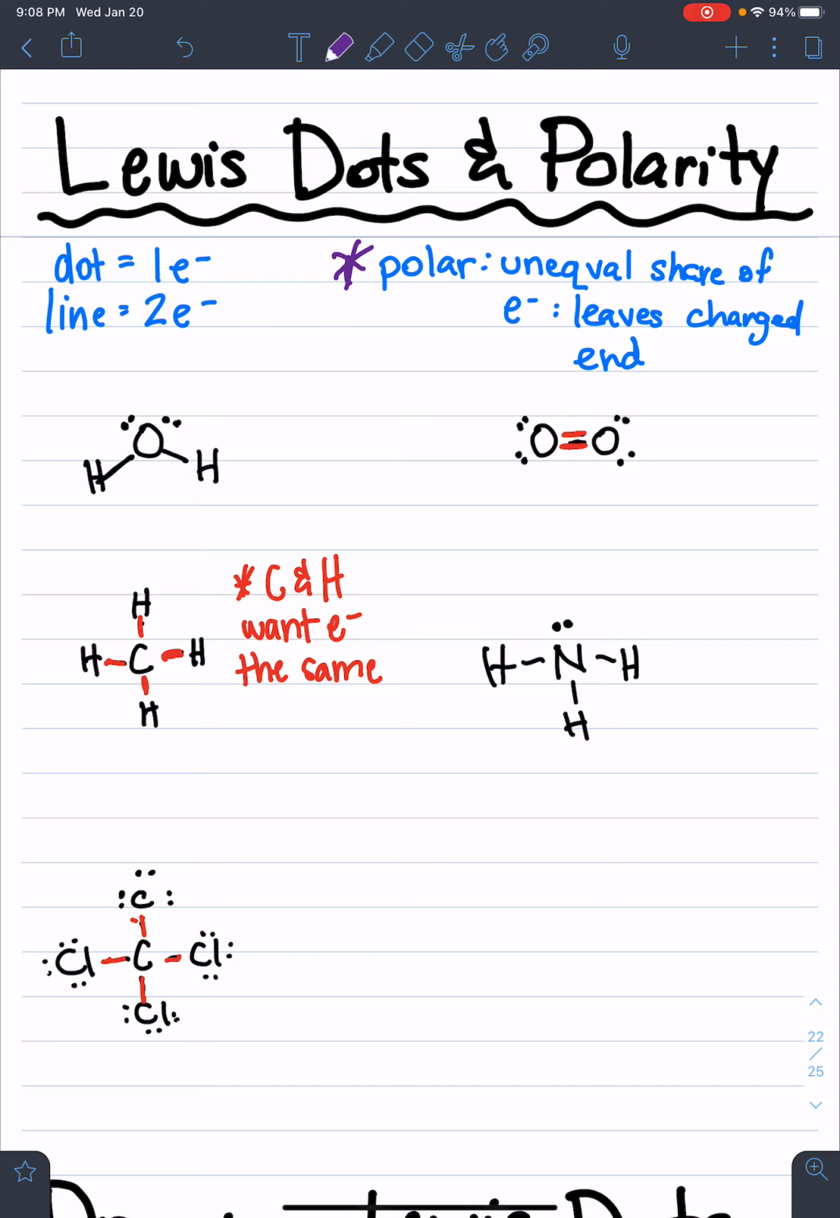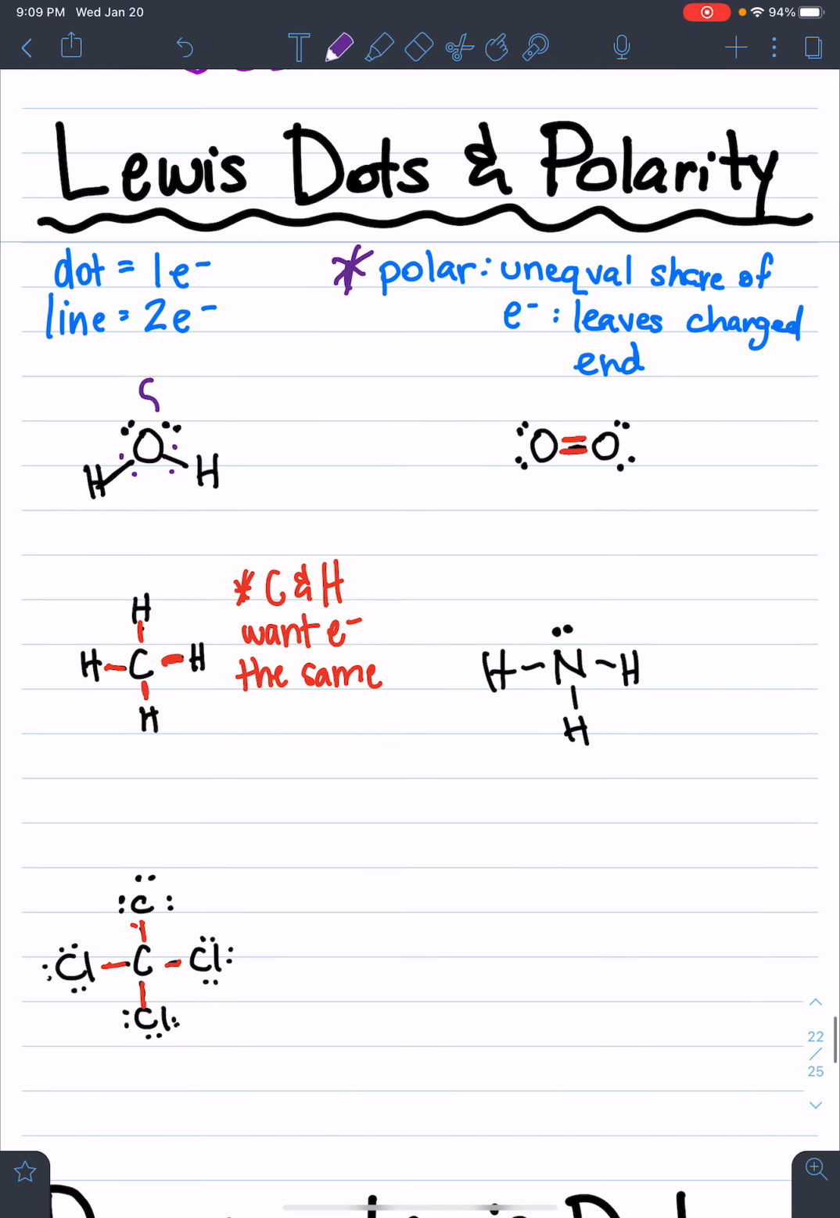So when you approach a problem, look at the molecule. We're going to start with this first one, H2O. Look at the molecule and think, do any of these want electrons more than a different element? Your O wants electrons more, so the electrons in the bond are going to be held closer to the O. Electrons are negative, so this O is going to have a partial negative sign by it. The H's are going to have partial positive because the negative electrons aren't as close to them.